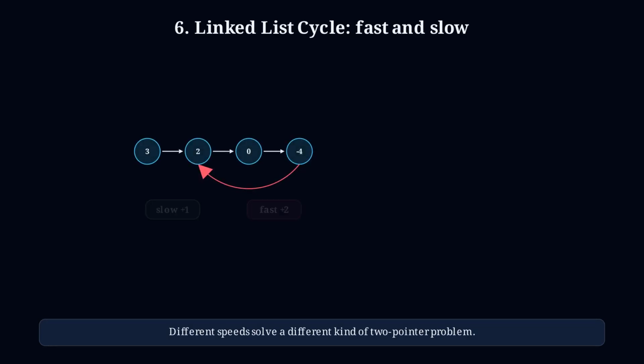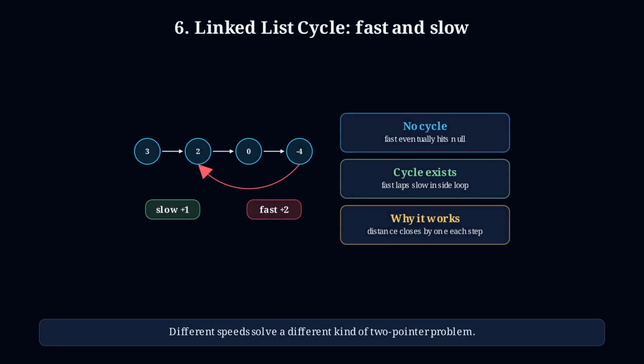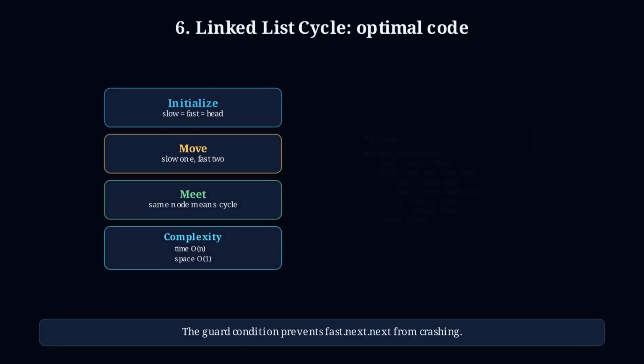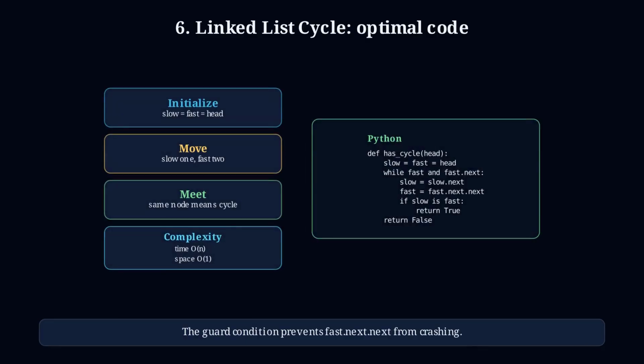Two pointers are not only for arrays. In Linked List Cycle, the pointers move at different speeds. Slow moves one node, fast moves two nodes. If there is no cycle, fast reaches null. If there is a cycle, fast eventually catches slow. The code is tiny, but the guard condition is the whole safety check. We can only move fast by two steps while both fast and fast.next exist. When slow and fast point to the same node, we have proven that a cycle exists.